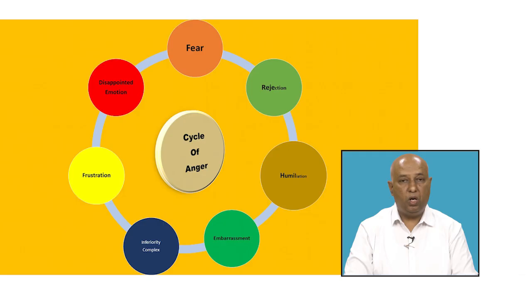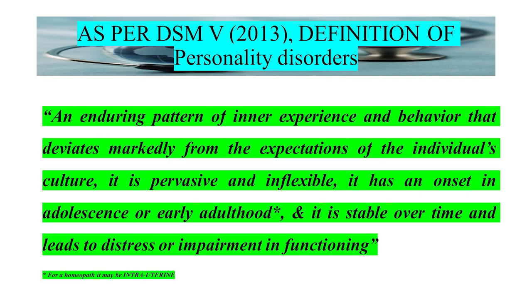Further, prolonged embarrassment leads to generation of an inferiority complex. And this inferiority complex is the mother of frustration, which leads to disappointed emotions. And these disappointed emotions are a plethora of cycles. They are so vicious that the worst form of humanity has been arising from these disappointed emotions. So we come to the DSM-5 definition of personality disorders.